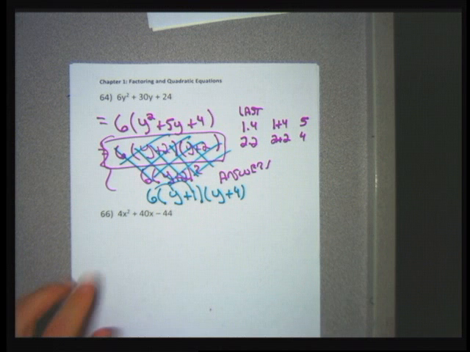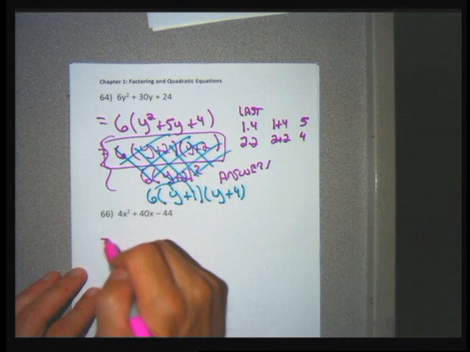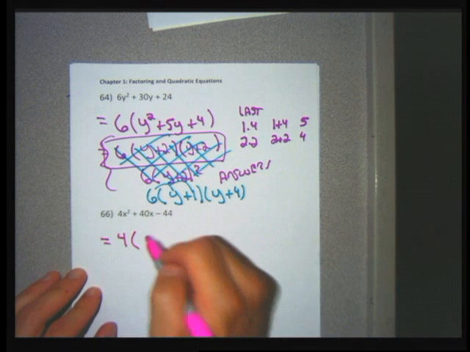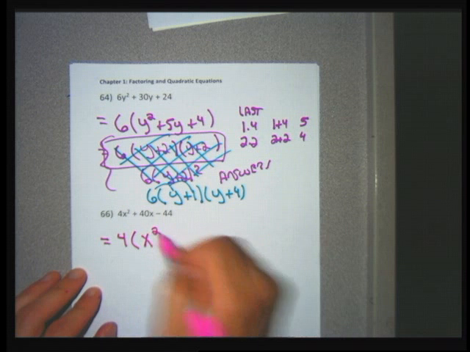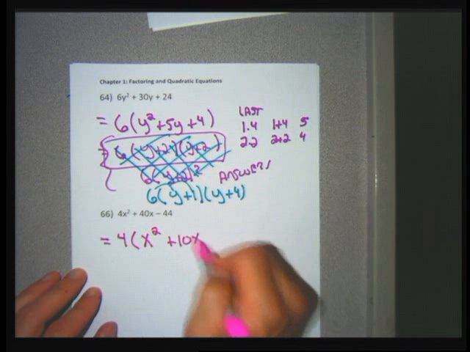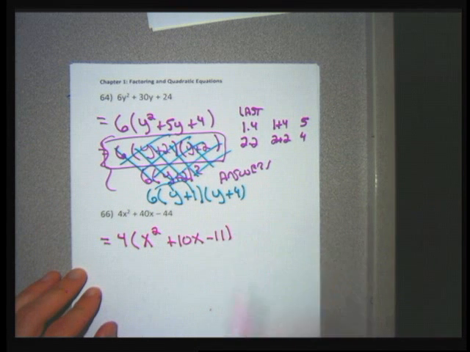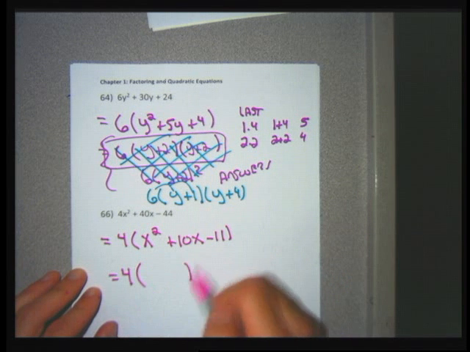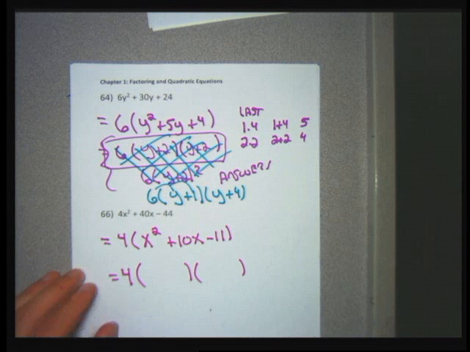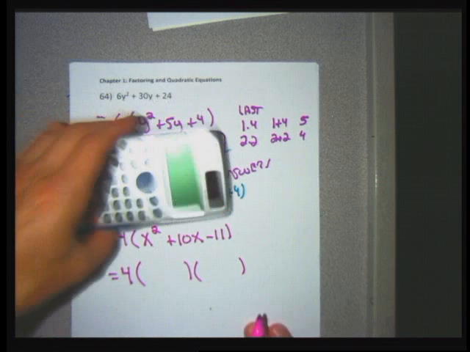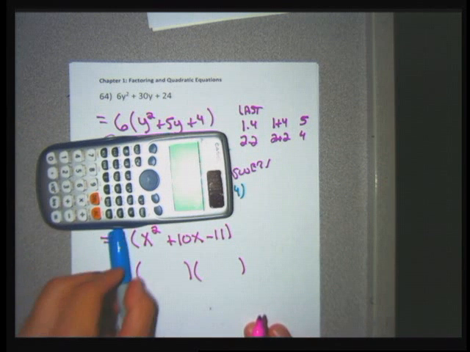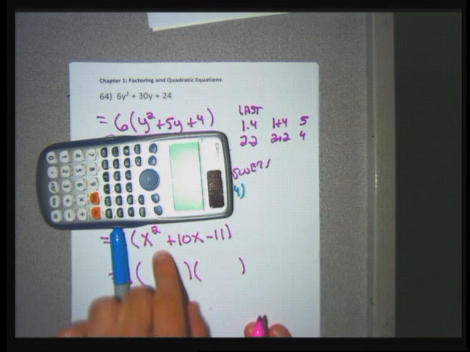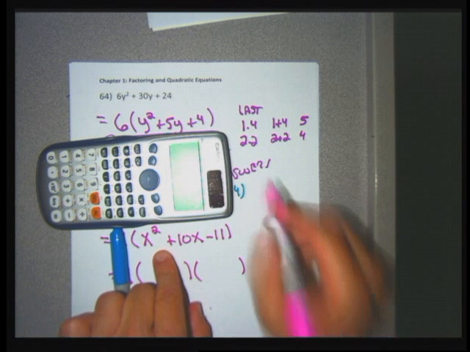66, there's a common factor of 4 I need to factor out first. When I factor out a 4, I'm left with an x squared plus 10x and a minus 11. And that 4 isn't going to impact my 2 parentheses factoring, but it's going to be around. So I'm going to ignore the original problem for a while. I'm going to ignore this 4 for a while. I'm going to factor x squared plus 10x minus 11.